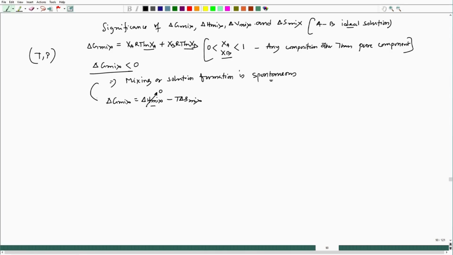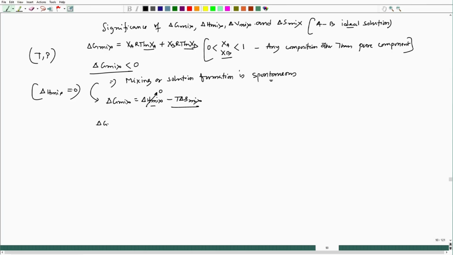So, then we will see that up to a particular situation delta G mix would be less than 0. There could be a possibility that delta G mix can become greater than 0. We will not discuss that at this moment, but this condition is substantiated by the condition where delta H mix equal to 0, fine. That can also be proven from here.